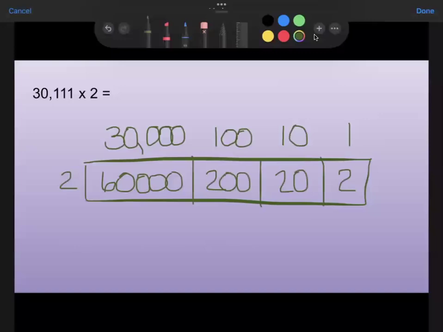So my next step is then to add all these together. So that means when I do that, I would end up with 60,222. And that would be the final answer for this one.